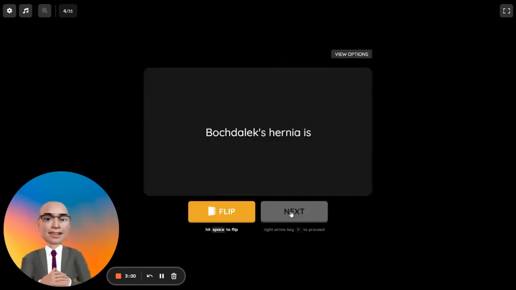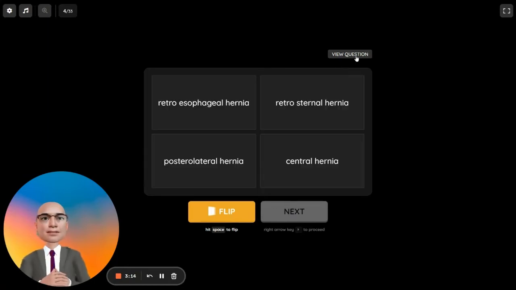Next question, again it was based on the openings in the diaphragm, the hernia. Bogdale's hernia is a posterolateral hernia. Let us see the options. So there is an option of retrosternal hernia, posterolateral and retroesophageal hernia and central hernia. The Bogdale's hernia is posterolateral.